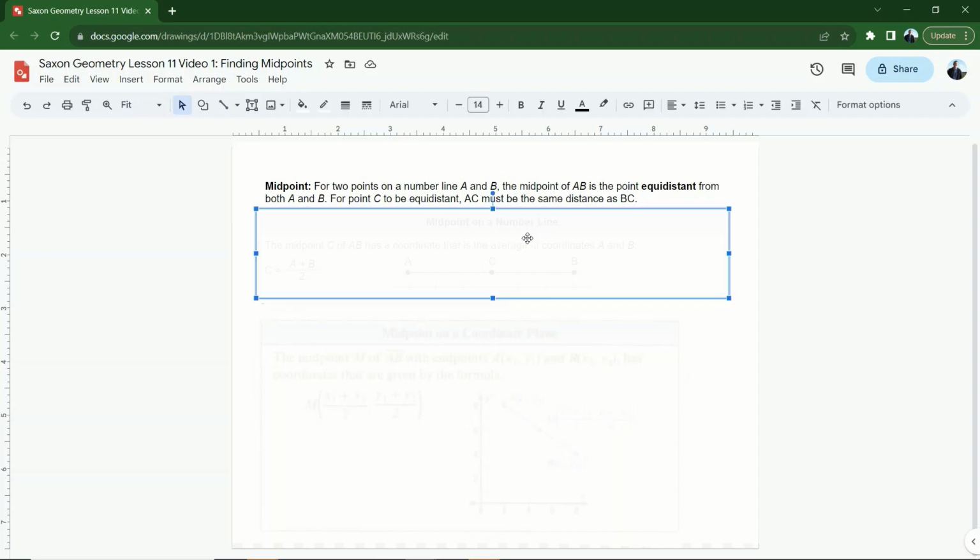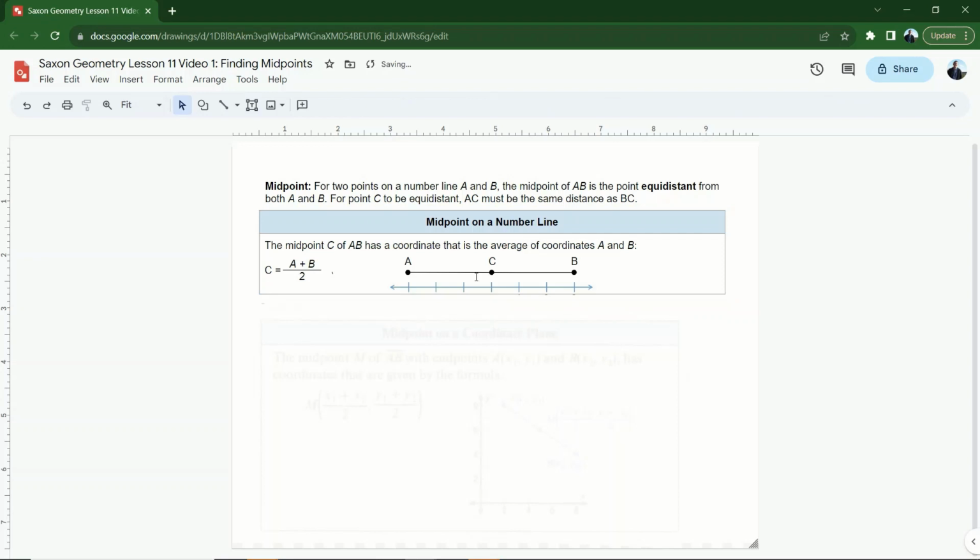If you want to see a visual picture of that, here it is. AC and BC are the same distance. Those two segments are congruent, and therefore C is the midpoint of AB. How do we find that midpoint? Well, to find it, we have to find the position of A on the number line. That's what this A is. The position of B on the number line, and then we add them together and divide by 2.